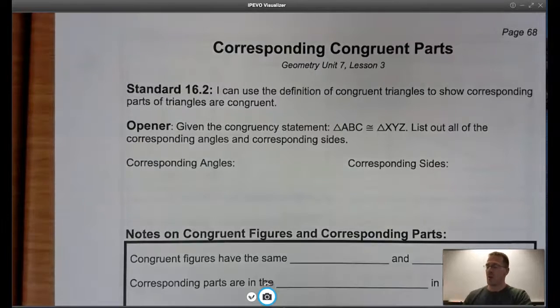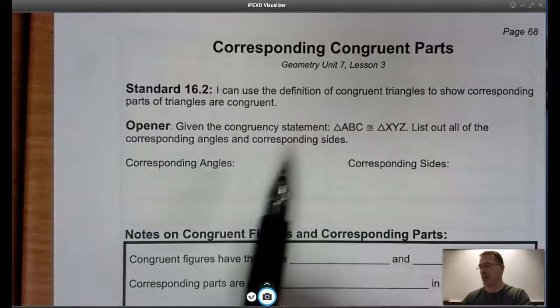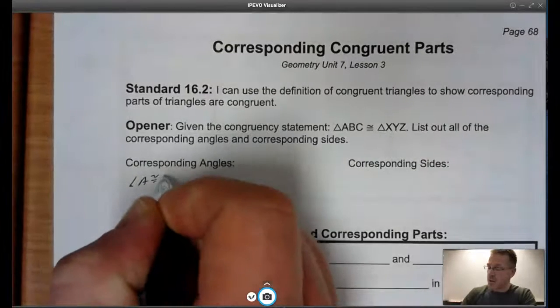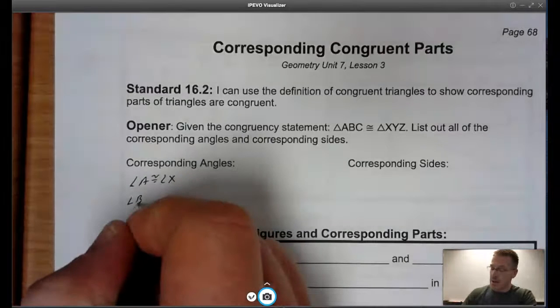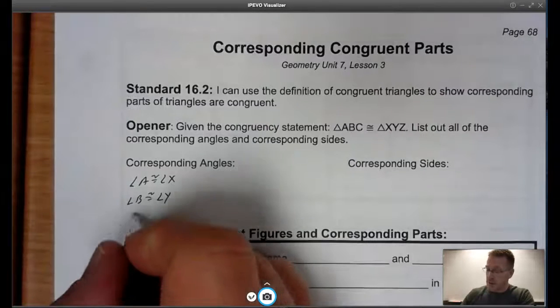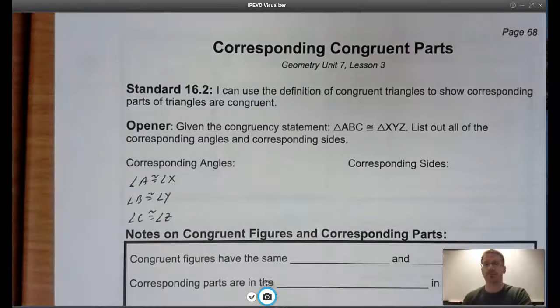So when we look at our congruency statement, we know angle A corresponds to X. Because these triangles are congruent, angle A has to be congruent to angle X. Same thing with B and Y, so angle B has to be congruent to angle Y. And then angle C has to be congruent to angle Z. So all the corresponding angles have to be congruent.